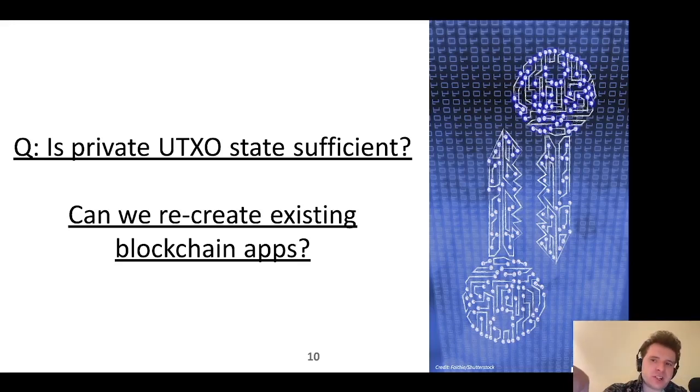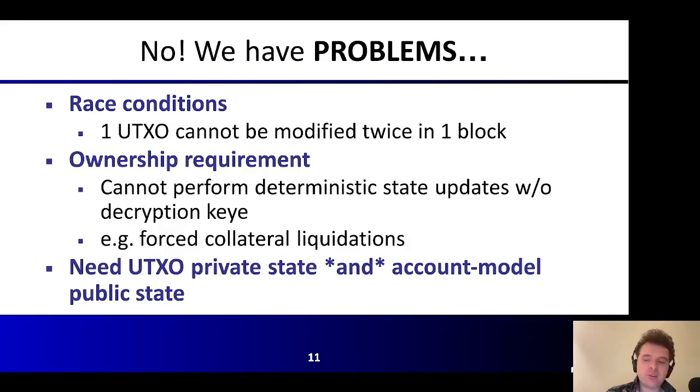So if one's familiar with things like Zcash, Zerocoin, Aztec Connect, or Tornado Cash, or any of these existing private zk-SNARK-based digital protocols, this should be relatively familiar. But there is a question here, which is: is private UTXO state sufficient for the original purpose described in this lecture, which is to create a private programmable smart contract network? Can you basically recreate the existing universal blockchain applications using UTXO state? And the answer to that is no, you can't, because there's a reason why.